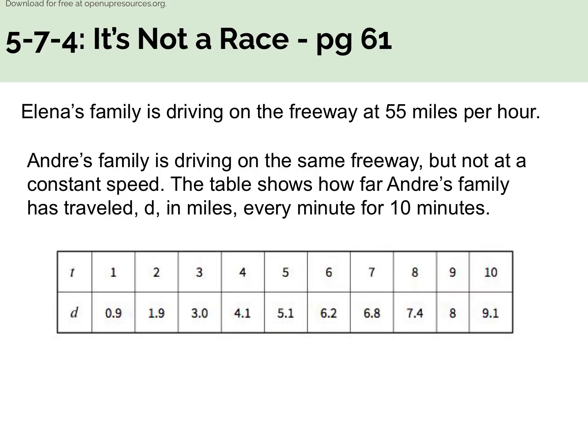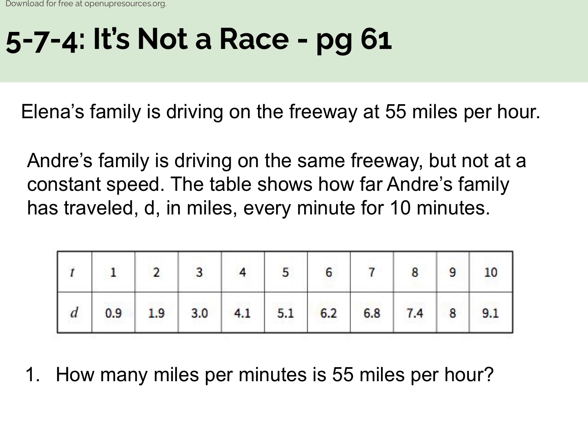All right, so Elena's family is driving on the freeway at 55 miles per hour. Andre's family is driving on the same freeway but does not have a constant speed. The table shows Andre's, so I'm going to say table is Andre's. Elena is 55 miles per hour constant speed. And so the table shows every 10 minutes. Okay, so we're going to go ahead and answer some questions that go along with this.